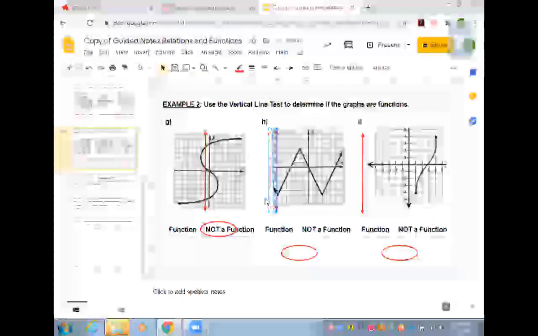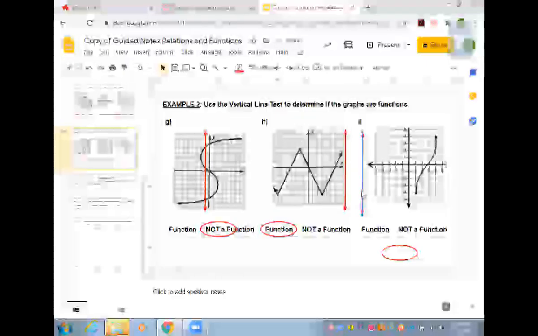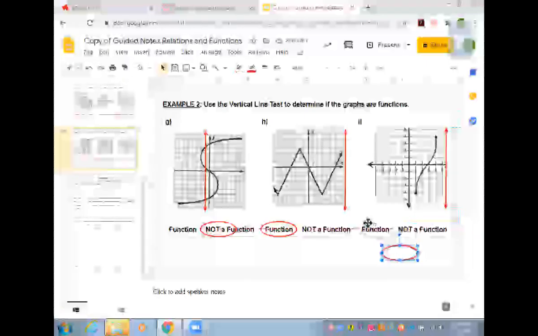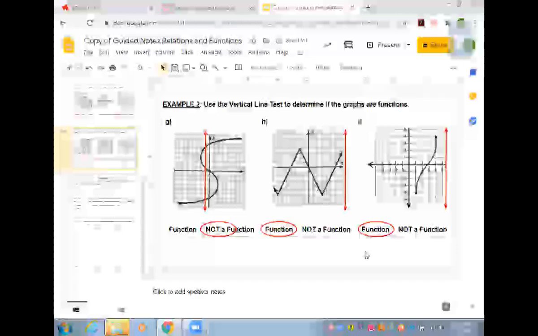Okay, what about H? Is it a function? H is a function because I take it all the way across and it never hits twice. And I, function as well, yep. So if I get over here, I'm never hitting this curve twice at the same time. You may have thought right in here it was, but there is a slight little curve to it there.